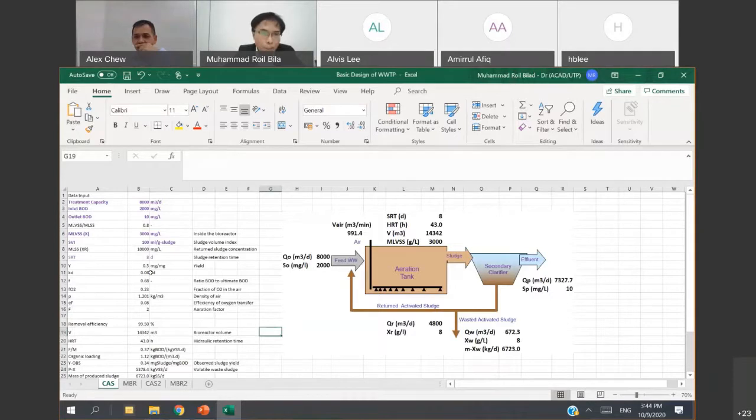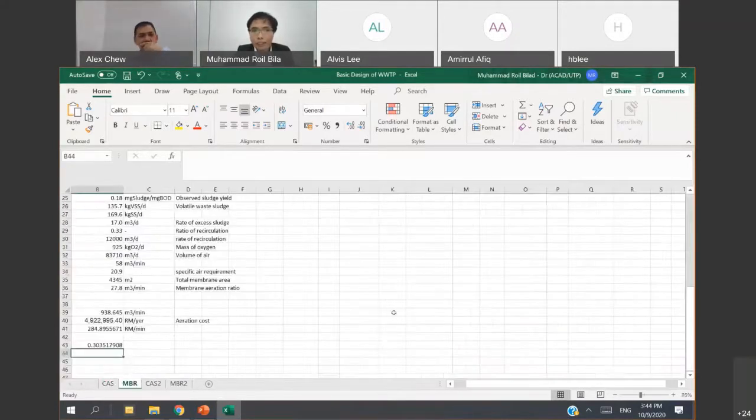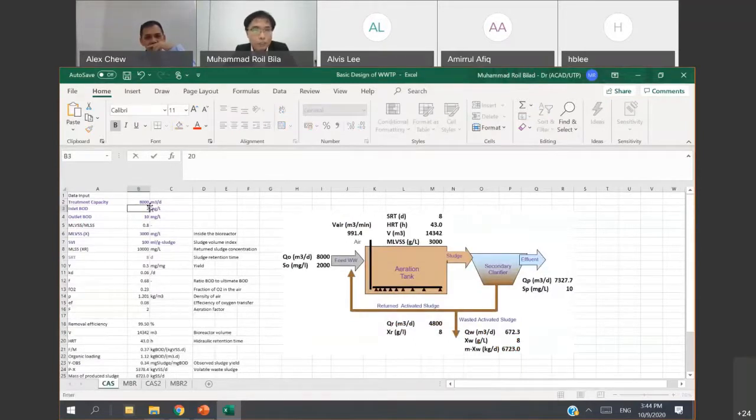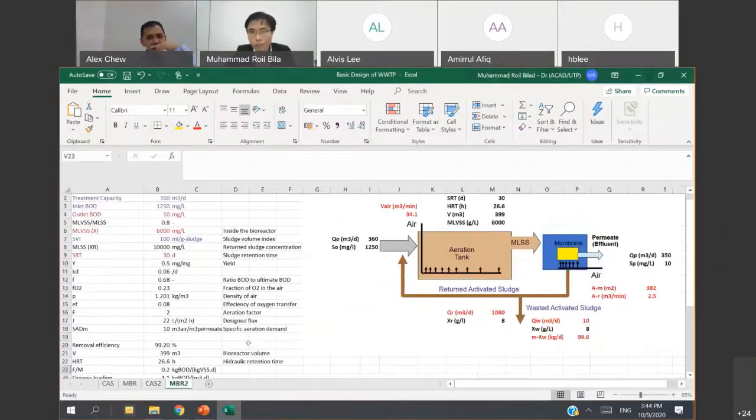So now, what if I do exactly the same? I have exactly the same capacity. I have exactly the same inlet BOD. What will it be if I run MBR? So I also provided for you here for domestic wastewater. I have to return this one back. This is 200. This is 4,000. Just an example. And also, this is for domestic, and then the CAS2 and MBR2 is for industrial wastewater.